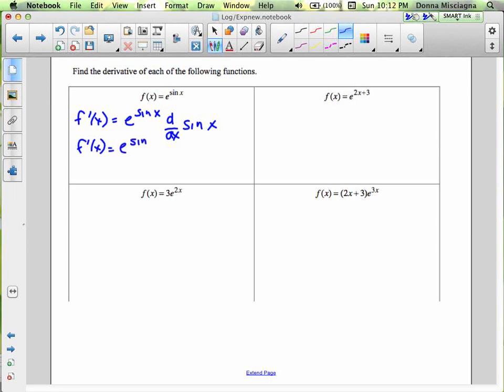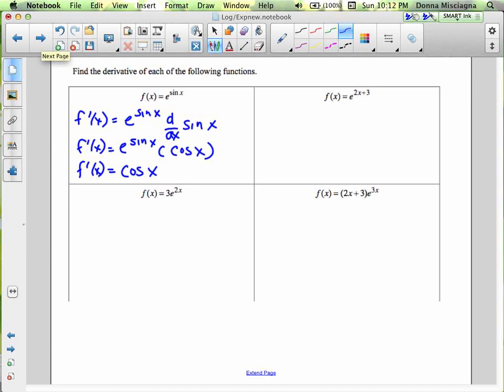E to the sine x times cosine x. And this should be in front, all right? That's visually confusing. You might think that the exponent is sine x times cosine x. Kind of looks like that, all right? So we always want to move whatever coefficient you have, even if it's a trig function, in front of e to the sine x.